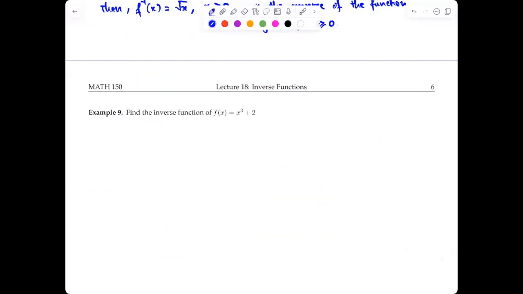So to find the inverse, first you write y equal to x cubed plus 2. So you write y equal to f of x.